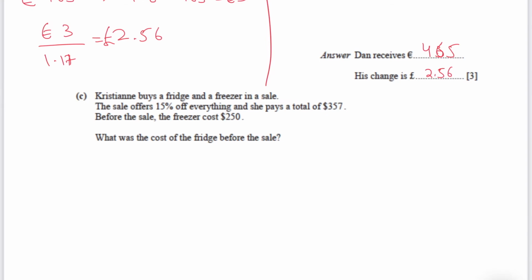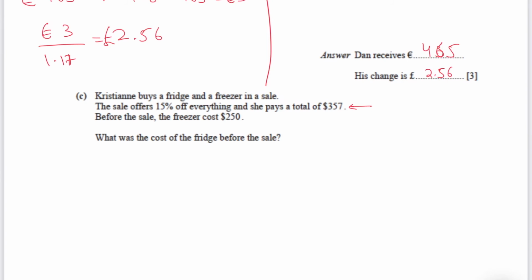The next part says Christian buys a fridge and a freezer in a sale. The sales offer is 15% off everything and she pays a total of $357. Before the sale, the freezer cost $250. What was the cost of the fridge before the sale? So this is a discounted price for the fridge and the freezer, and this is like 85% of the actual price.